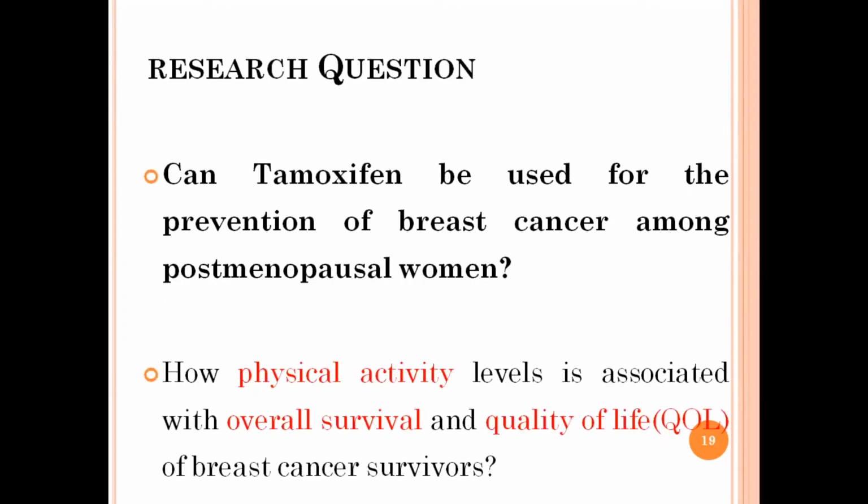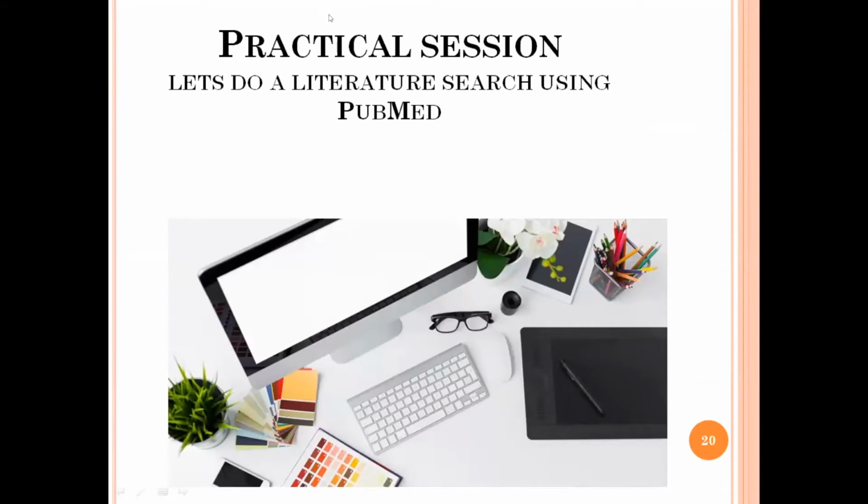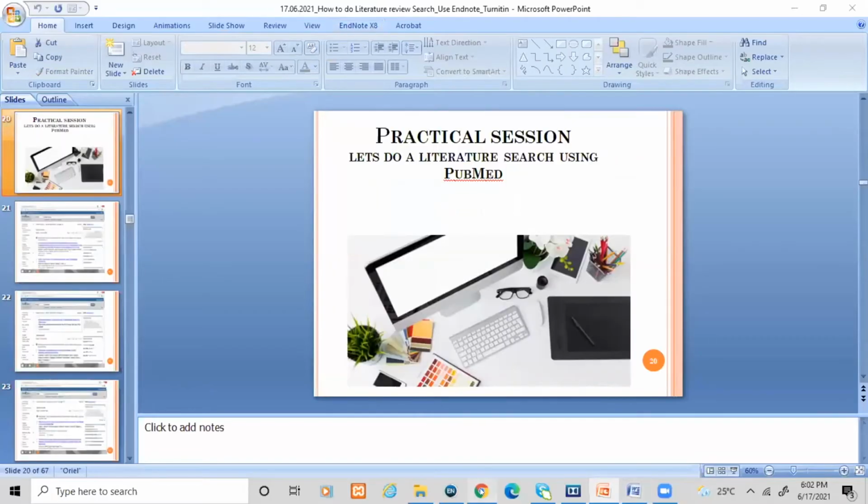That's our filter. As I mentioned earlier, the first thing you need to do is write down your research question for the search. Here I put a simple one: can tamoxifen be used for the prevention of breast cancer among postmenopausal women? The main keywords are tamoxifen, prevention, breast cancer, and postmenopausal women. So let's look in PubMed.